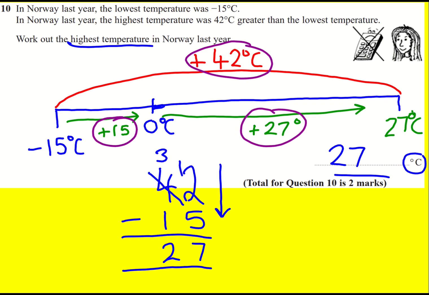I'll just recap that. So the lowest temperature was minus 15. The highest temperature was 42 degrees above that, but we just didn't know what that was yet. That was what we were trying to find out. I knew that I had to add 15 to get from minus 15 to 0. And then it's what else was I having to add then to make up to my 42, which is why I did 42 take away 15 to be left with 27.